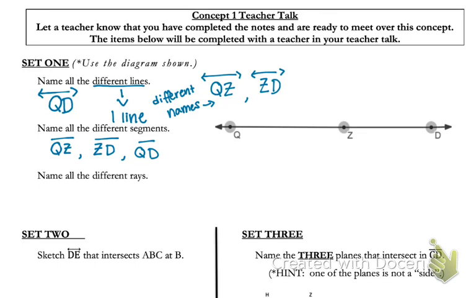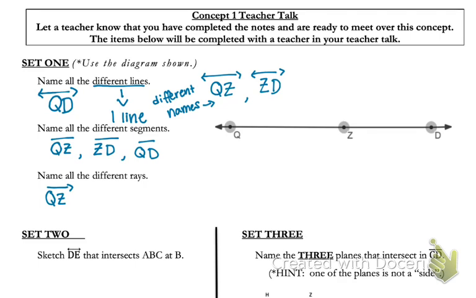For the final part of set 1, it says to name all the different rays. One ray you should have named is ray QZ. When we are naming rays, the arrow for our notation should always point to the right. We're stating that the ray starts at point Q and is going towards point Z. Ray QD would be the same because you're still going through Z to get to D. So ray QZ and ray QD are the same ray.